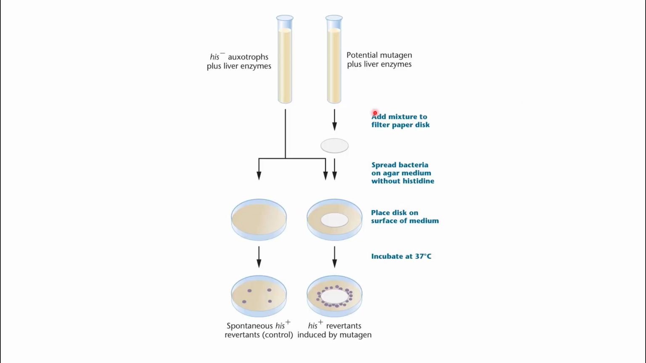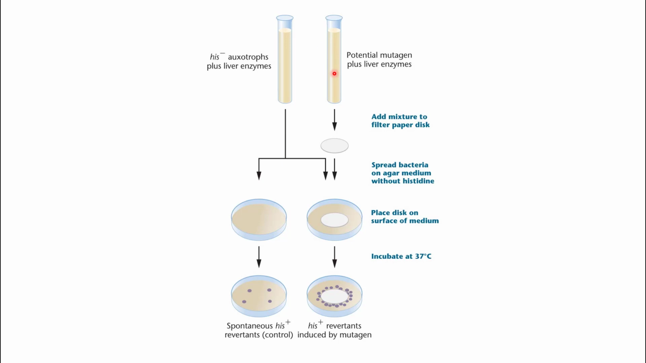And the way you do that Ames test is, again, you take your Salmonella typhimurium and you grow a very specific strain of it that is the His minus auxotroph, so it's not able to produce histidine. Therefore, in order for it to grow, you have to provide liver enzymes so that it can produce that histidine. It needs that to grow. So you grow it up in a culture where it has that.